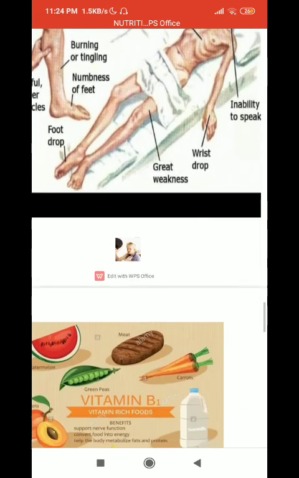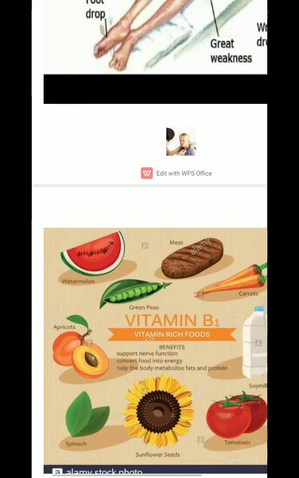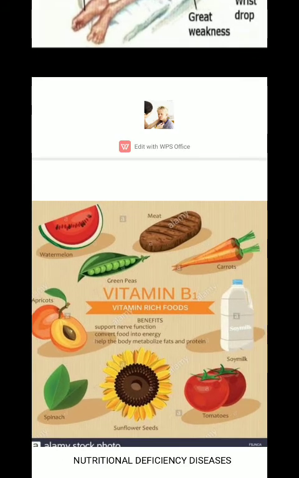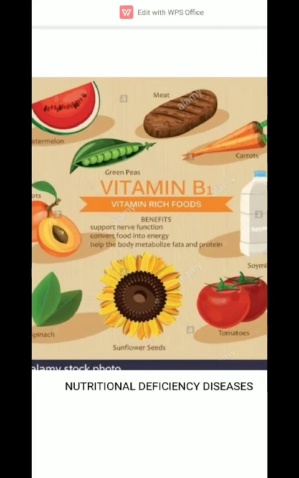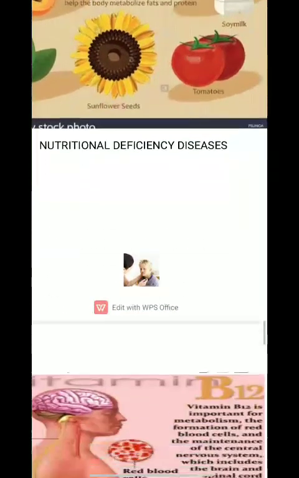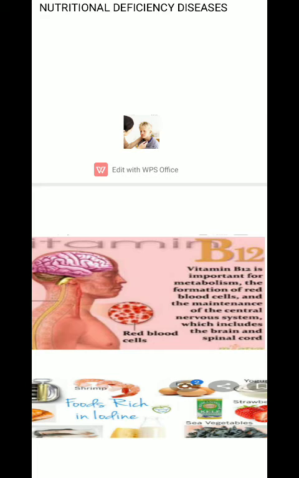Now, the food items which are rich in vitamin B1 are watermelon, apricots, meat, green peas, carrots, spinach, sunflower seeds, tomatoes, soy milk. The benefits of vitamin B1 are that it supports nerve function, converts food into energy, and helps the body to metabolize fats and proteins.